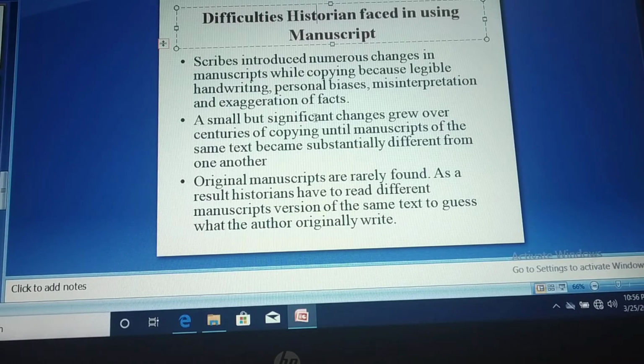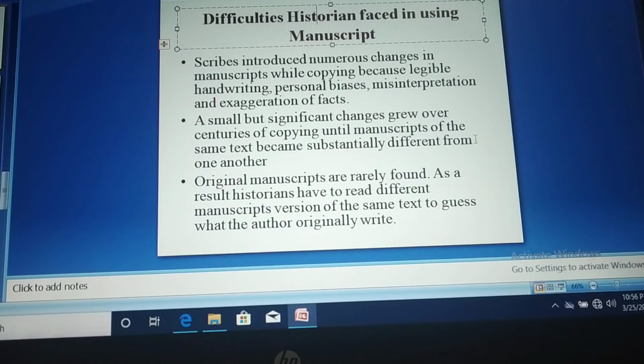Small but significant changes grew over centuries of copying, until manuscripts of the same text became substantially different. Suppose I give you an arbitrary example. The Mughal dynasty ruled India for almost 4 centuries. Babur employed a chronicler or a court poet to write histories. He has written. Then his son employs someone and asks him to copy the first one and then start processing.